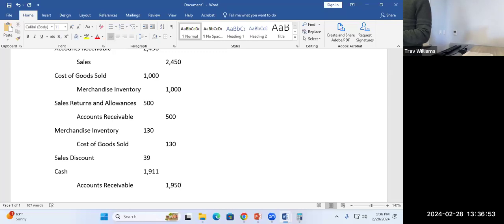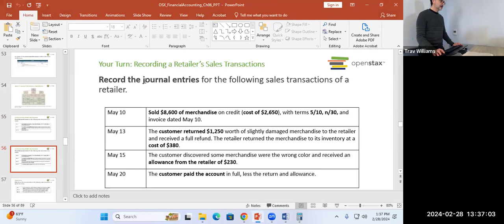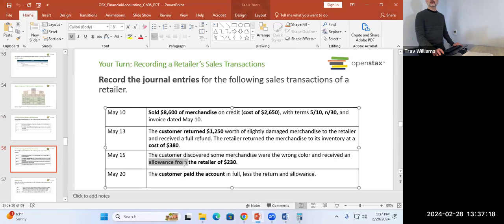All right. Any questions on how we did that, how we solved those? So now let's go to the next one. So this one, let's see how it's different. Sold $8,600 of merchandise on credit. Okay, you see the terms here. Customer returned, and then after the return, there's an allowance. So that's the difference on this one. And then they paid in full. So that's really the major difference here, is that there's also an allowance in this case.